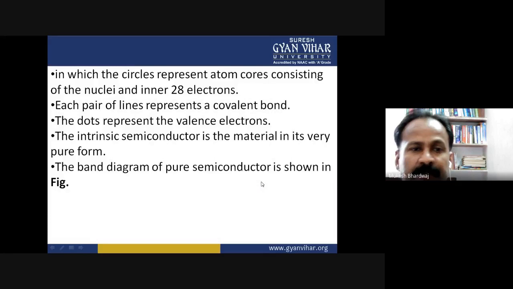Next, the circle represents the atom core consisting of the nuclei and the inner 28 electrons. Each pair of lines represents a covalent bond. The dots represent the valence electrons. The intrinsic semiconductor is the material in its very pure form. The band diagram of pure semiconductor is shown in the figure.